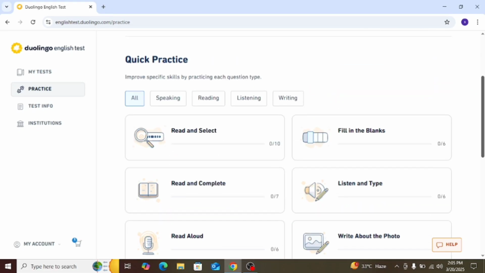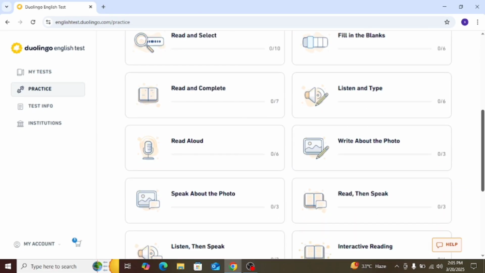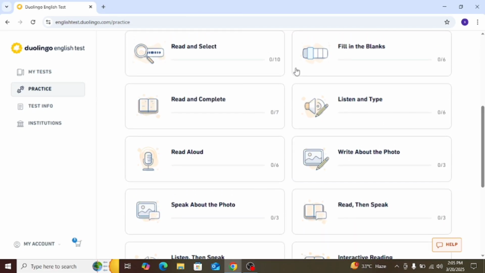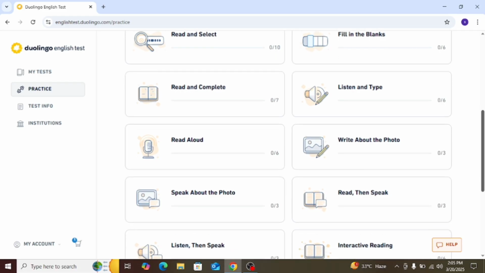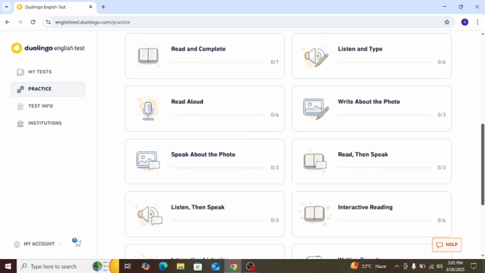This is the second discussion part about the Duolingo English Test, about the photo. I have already discussed three parts: read and select, read and complete, and read aloud. So today I'm going to discuss the speak about the photo section.